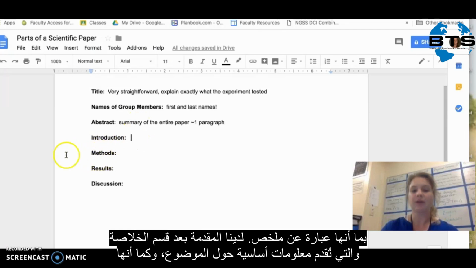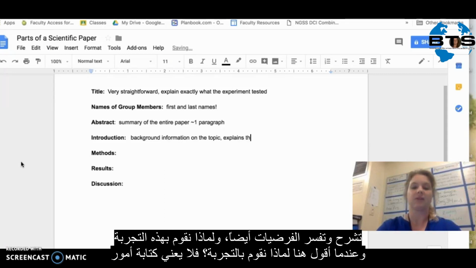After the abstract, we have the introduction, and the introduction gives background information on the topic. It also explains the hypothesis and why you're doing the experiment.